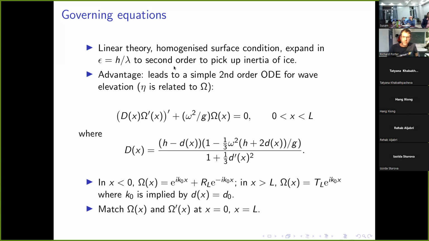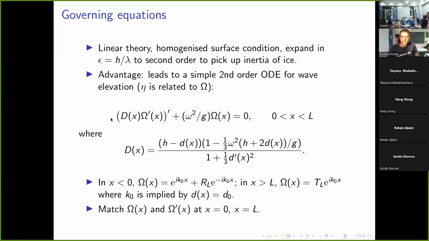And I need to go to second order to pick up the acceleration of the ice. So this is a vertical acceleration. Vertical accelerations are removed in shallow water theory, but if you go to the next order, it's like a Boussinesq type approximation, and you pick up some acceleration. And when we do this and play around with the equations, we end up with a shallow water type equation.